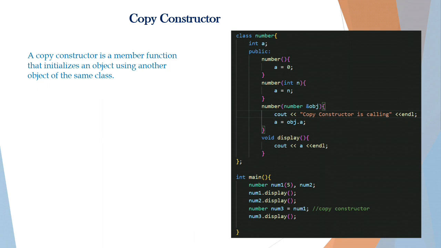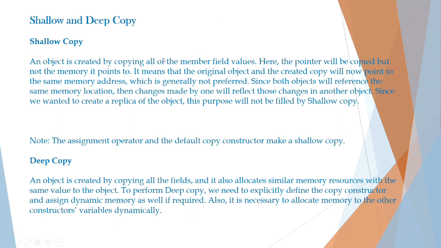The main problem is that if after some time we make changes in num1, these changes will also be visible in num3. But when we assign something, we never want changes in one object to also happen in other objects. So we will not prefer shallow copy; we always prefer deep copy. For deep copy we have to make a copy constructor. If we do not make the copy constructor, then by default shallow copy happens, and I have already told you the problems of shallow copy. In the next slide you can see the same things written about shallow copy and deep copy in a more detailed manner.